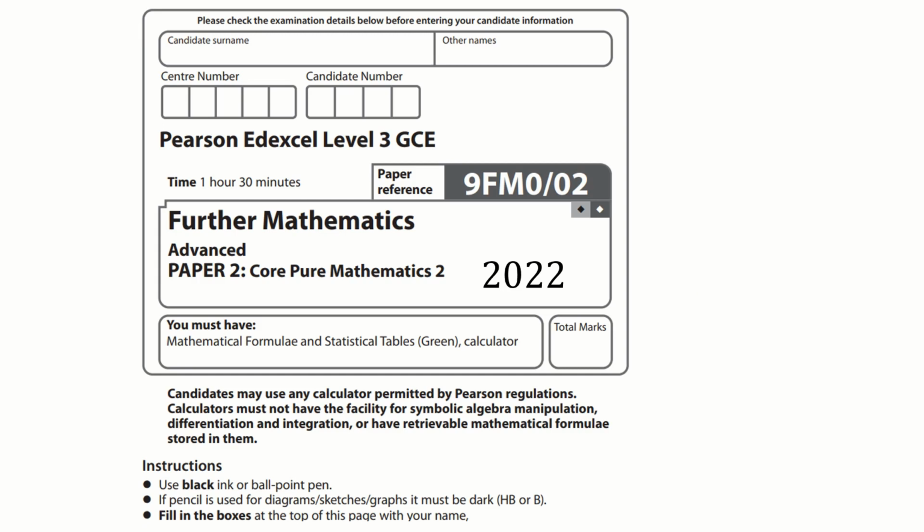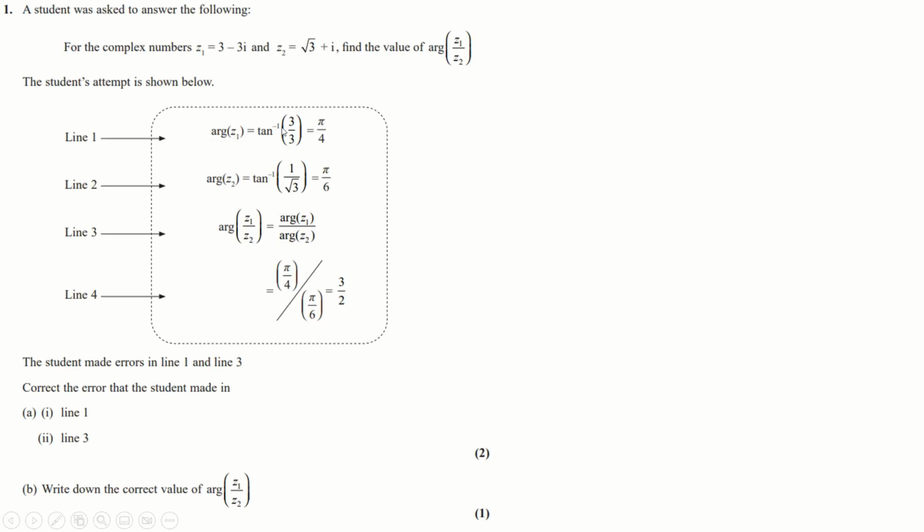This is Core Pure Maths paper 2 from 2022. Let's just do this. So the mistakes, well, there's a 3 here and a 3 here, but this is a minus 3, so that should be tan inverse of minus 3 over 3.